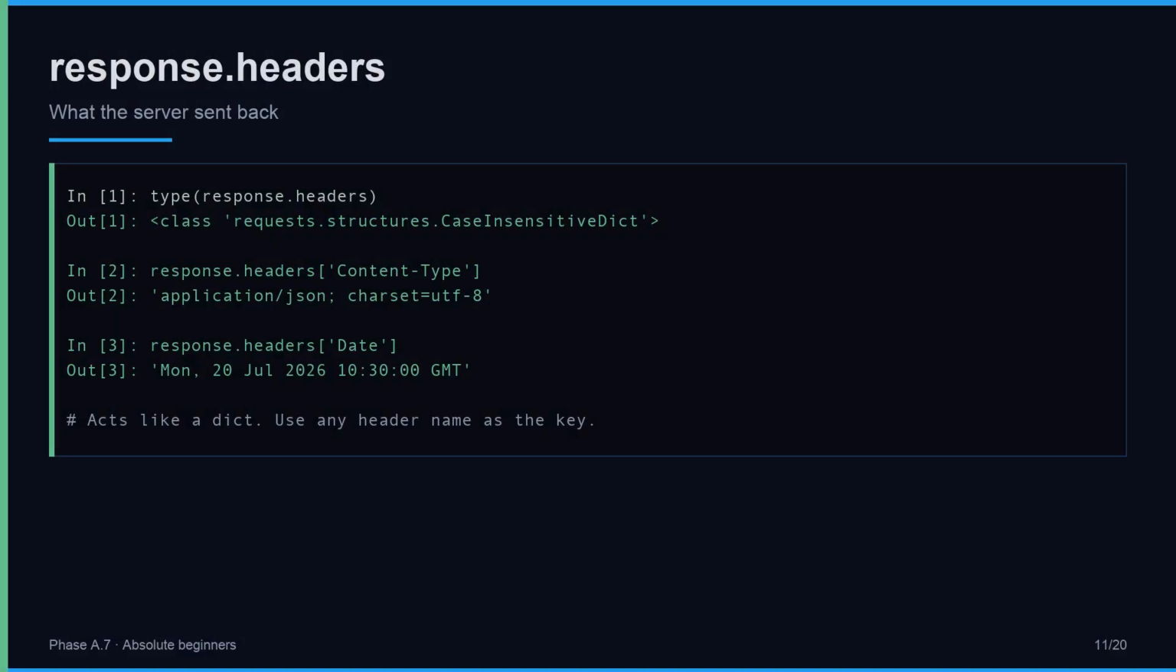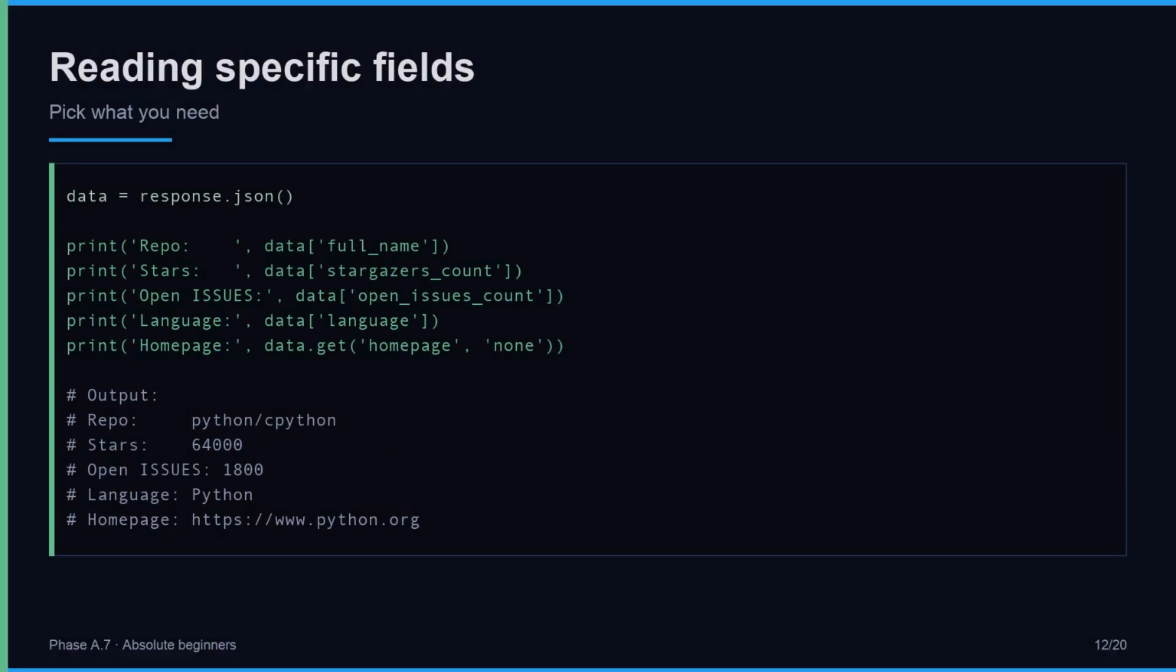response.headers gives you the headers the server sent back. It behaves like a dictionary. You look up values by header name with square brackets. Content-Type tells you the format of the body, here, application/json with UTF-8 encoding. Date tells you when the response was sent. There are usually many more, cache rules, server identity, rate limits, but you do not need most of them as a beginner. The two worth knowing are Content-Type, to confirm you got JSON back, and sometimes rate limit headers, which tell you how many more calls you can make before the server asks you to slow down. Metadata from the server.